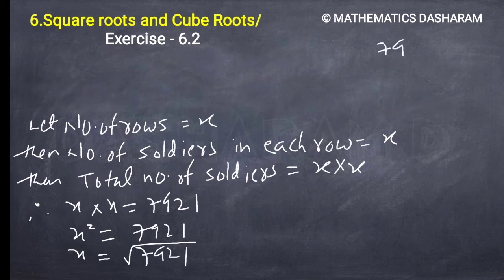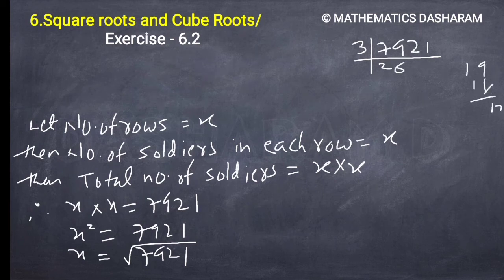So 7921, it is not coming in 2 table. So 3 table: 3 2s are 6, 1 remainder; 3 6s are 18, 1 remainder. Next to 12, 3 4s are 12. Sorry, it is not coming in 3 table. Next to 5 table, it is not coming in 5 table.